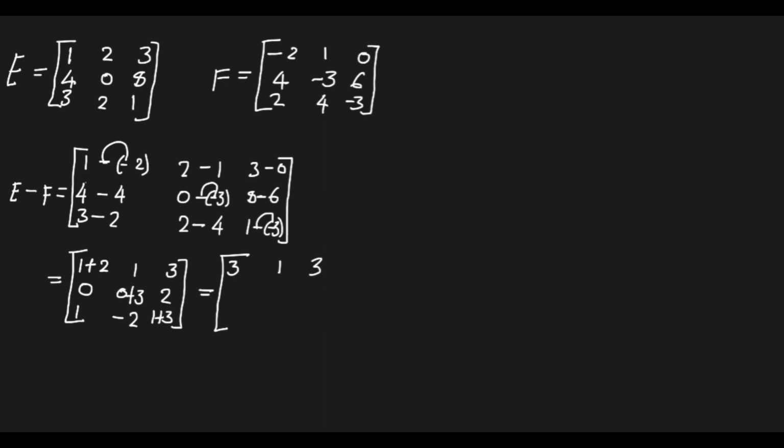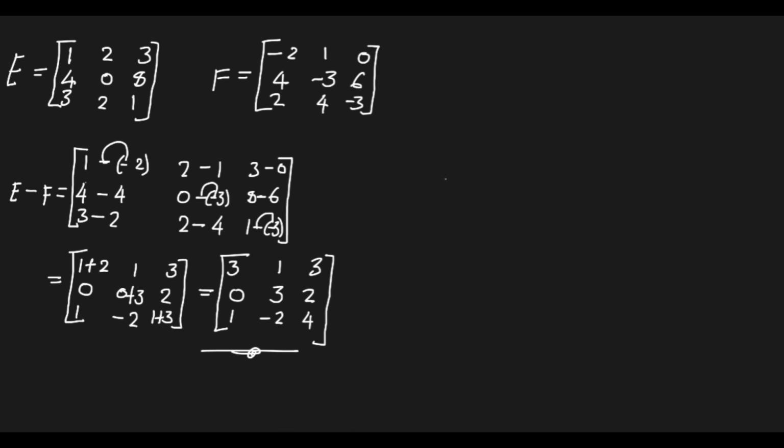Here 1, 3, 0. 0 plus 3 is 3. 2, 1, negative 2, 1 plus 3, that is 4. So as you can see, addition and subtraction of matrices is very simple.